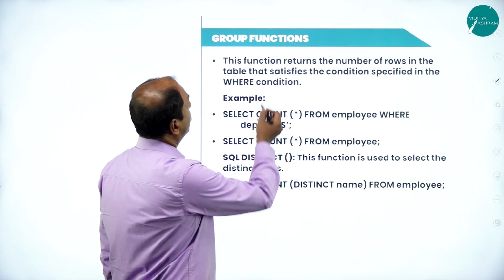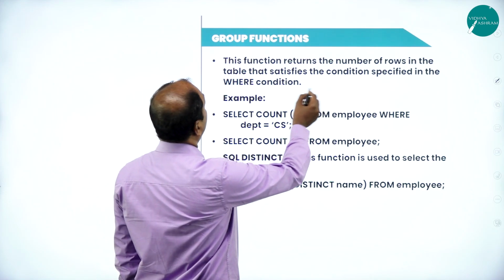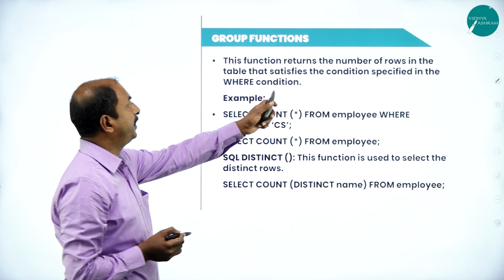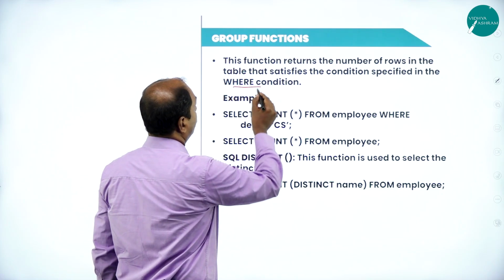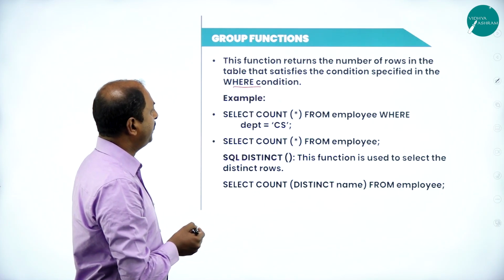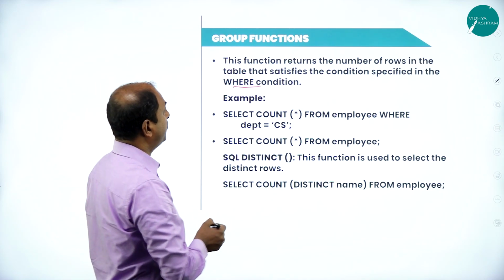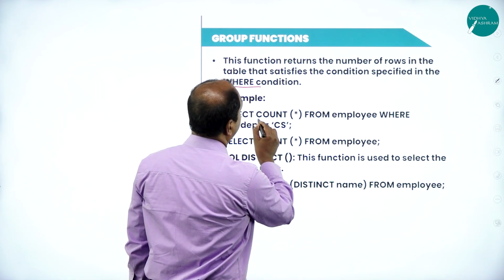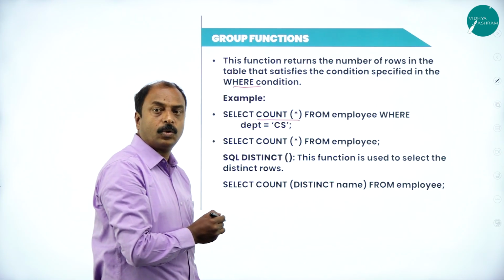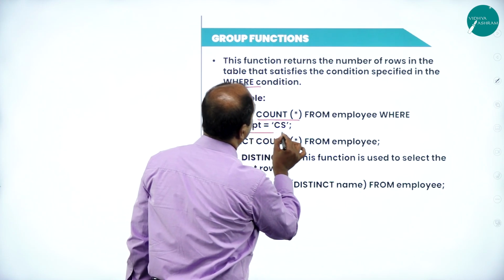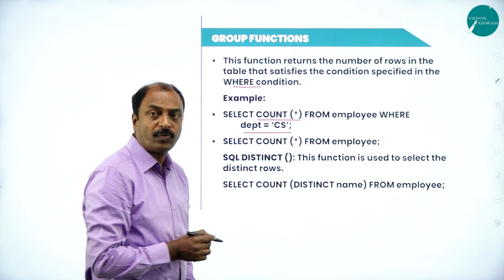Here, this group function returns the number of rows in the table that satisfy the condition specified in the WHERE clause. This is the definition of group functions. The first one is the COUNT function. Here: SELECT COUNT, this is a group function, FROM employee WHERE department = 'CS'.